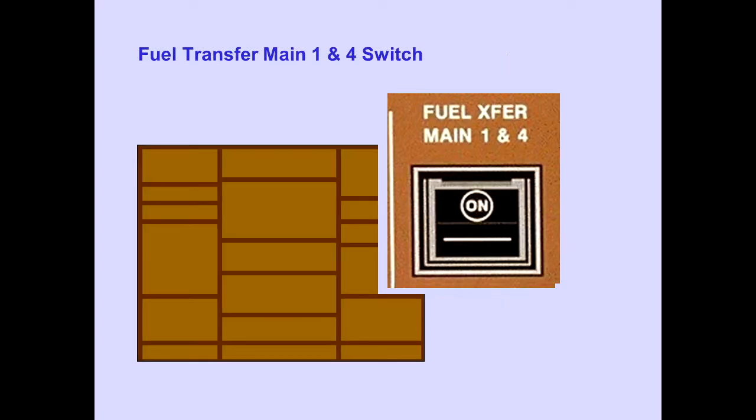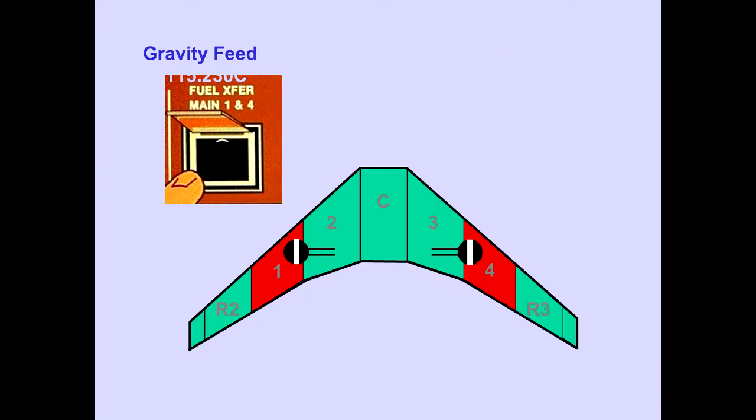The fuel transfer main 1 and 4 switch is located on the overhead panel. Pushing the guarded fuel transfer main 1 and 4 switch on opens the fuel transfer valves, allowing fuel to gravity flow from the outboard main tanks to the inboard main tanks. Further discussion of fuel transfer will be covered in non-normal indications.